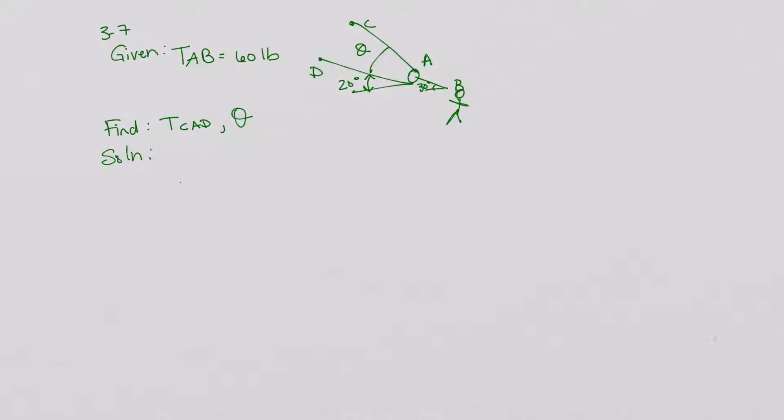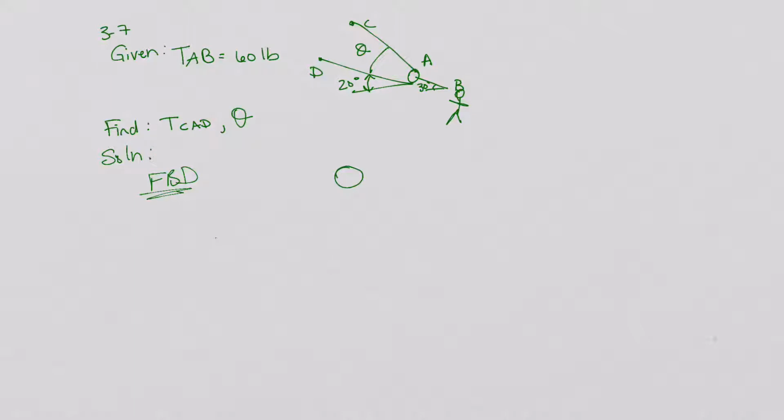And they tell us that the bottom part of the rope is at 20 degrees, and the angle between the ropes is theta. So this is a coplanar equilibrium problem because it's all just in two dimensions. What we'll start with, just like we'll do with all of these, is a free body diagram. And we'll do it of the pulley here.